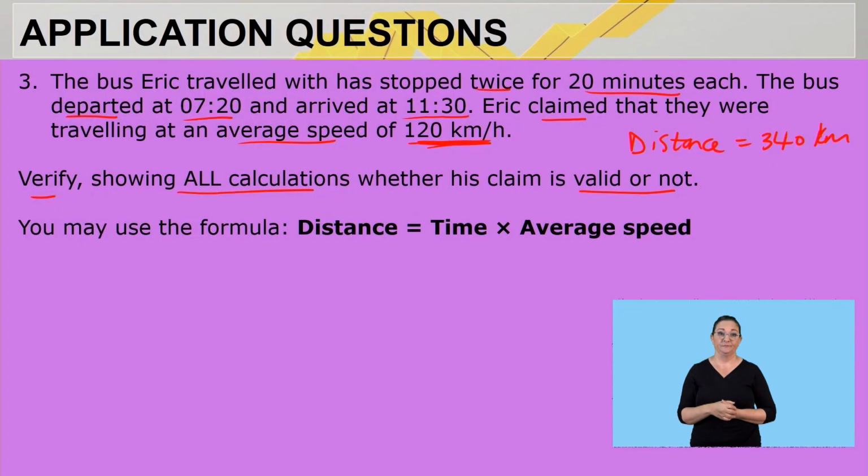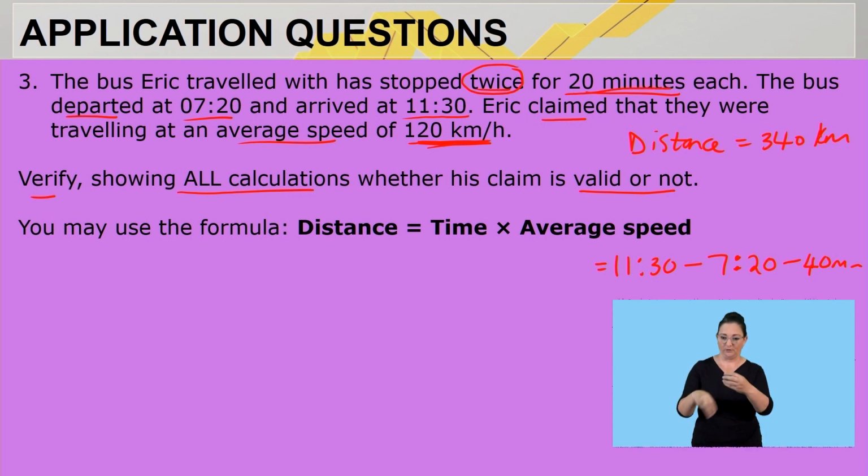I'll do this here. So we are saying you'll arrive at 11:30. So I will look at the traveling time, left at 7:20, right? And I should also then minus the 40 minutes for the stops. Guys, do you know where I'm getting the 40 minutes from? Remember, we are saying the bus stopped twice for 20 minutes each, right? Are we clear on that?